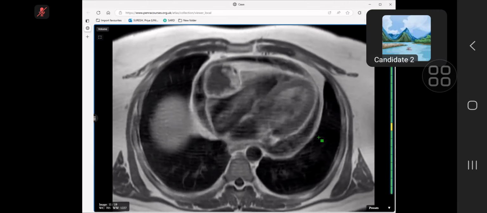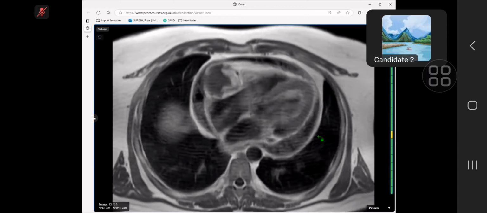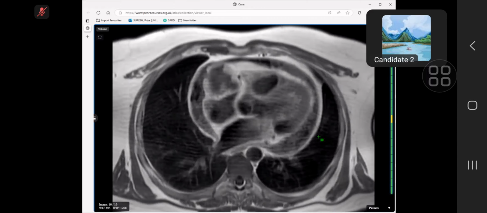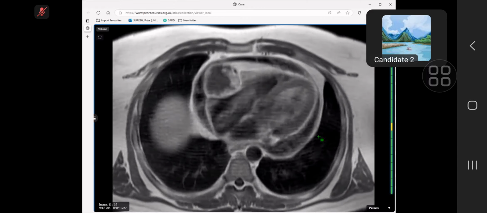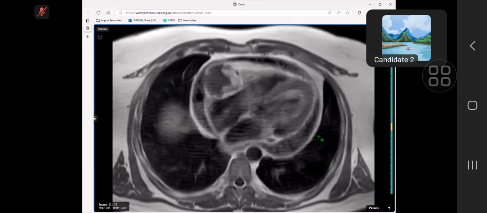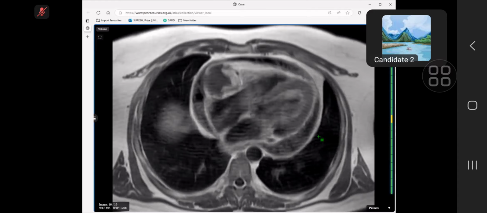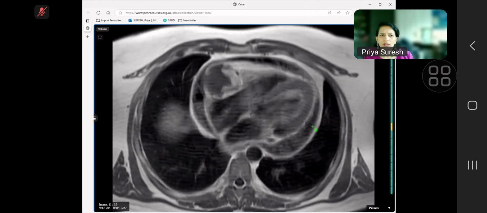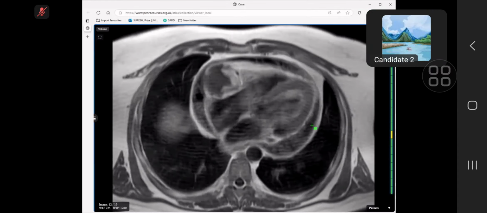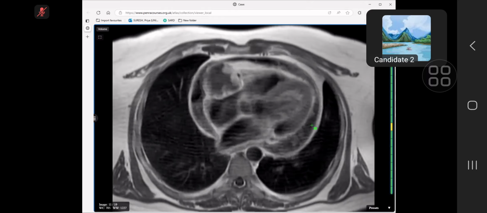Okay, so these are the cardiac MRI images. These are the T1 weighted MRI images, in which there is a very well defined lesion seen along the lateral margin of the heart border, and it is enhancing.